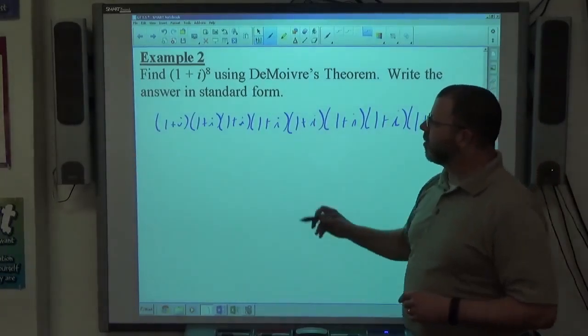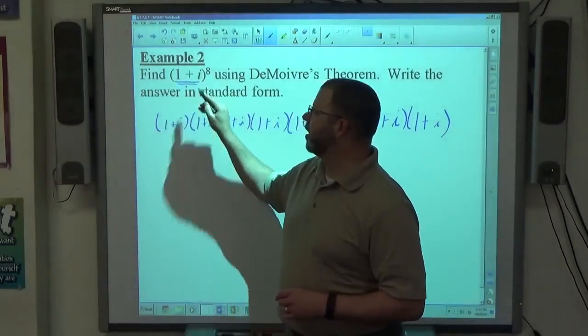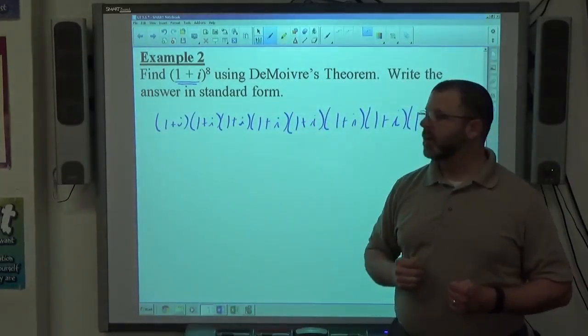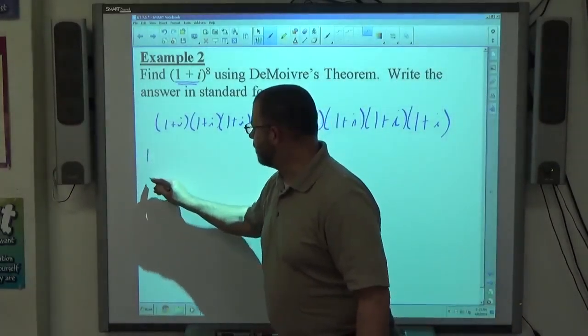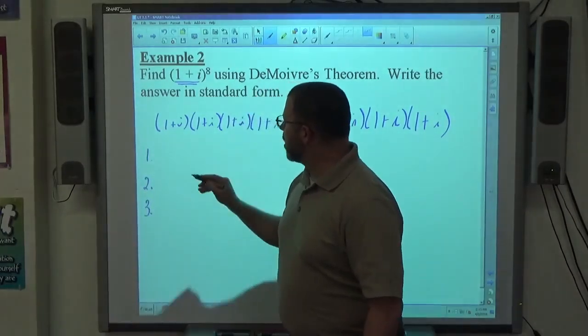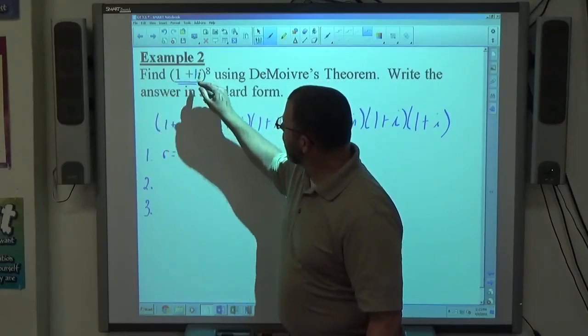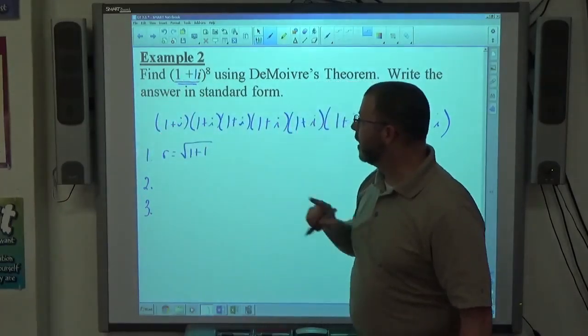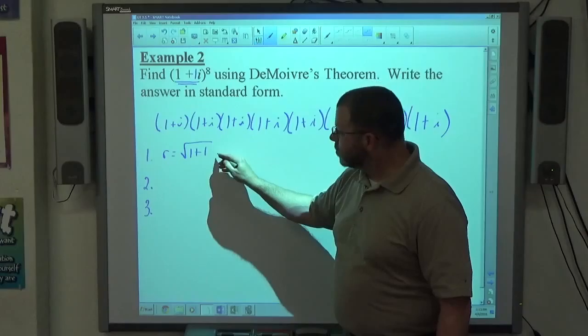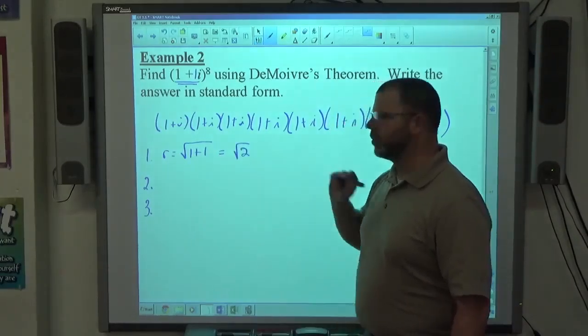To use DeMoivre's theorem, I have to have trigonometric form. Currently I have standard form, so I have to convert. Okay, but hopefully that's getting more and more straightforward. There's 3 steps. Step 1, r is going to be the square root of 1 plus 1. 1 plus 1i, we squared just the numbers, don't square the i. 1 squared plus 1 squared is 2. Square root of 2 is what r equals.